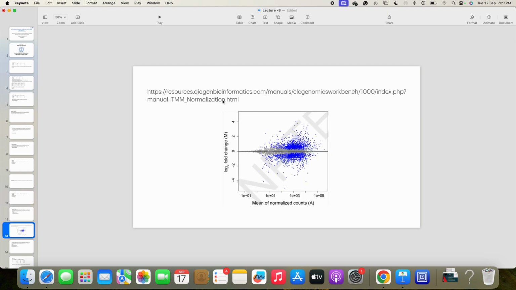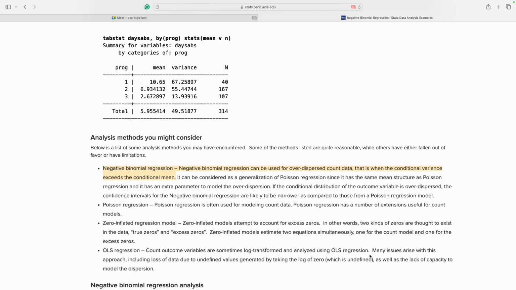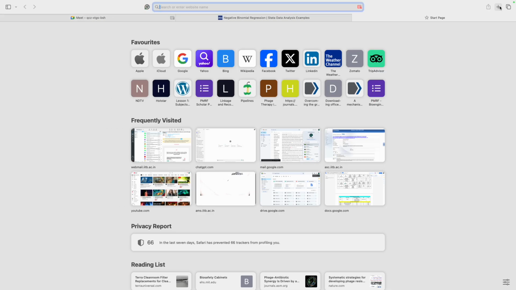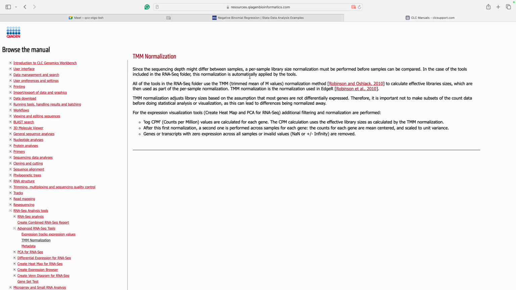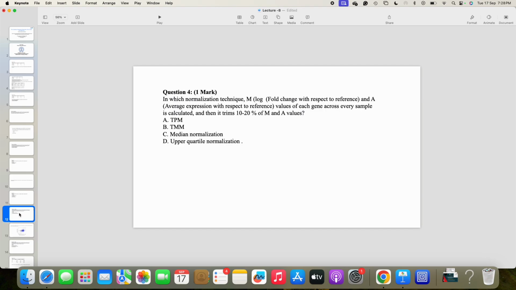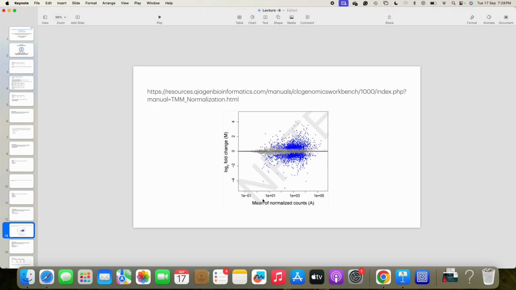Okay, so for this I'll share you a link. Please go through this link, go through this manual. So for TMM normalization, we plot M and A, M versus A. M is log fold change with respect to the reference, while A is the gene expression with respect to reference.